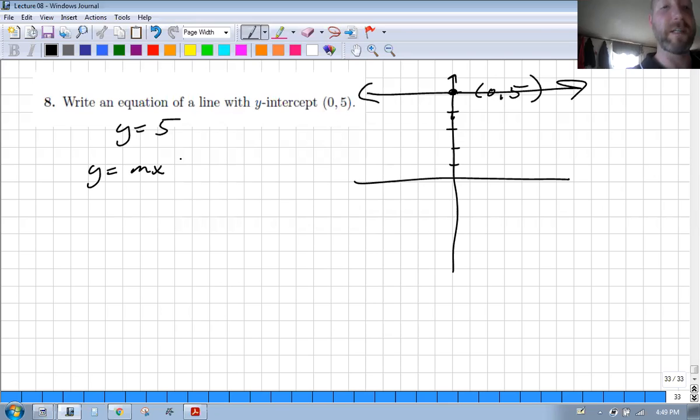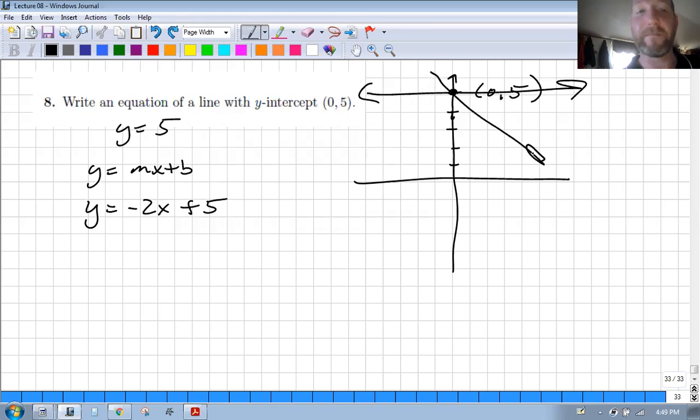But think about y equals mx plus b. What if I did negative 2x plus 5? If I plugged a 0 in for x, I get y equals 5, right? This one would look kind of like that. Or I could do y equals 3x plus 5. If I plug a 0 in for x, I still get 5, right? 0, 5 is a solution. I plug 0 in, I get 5.